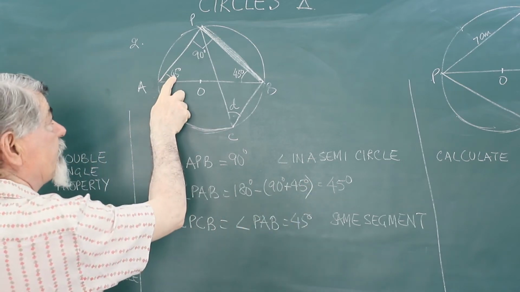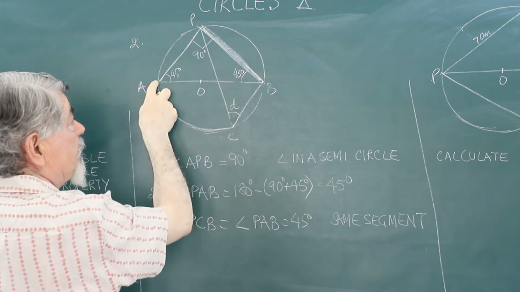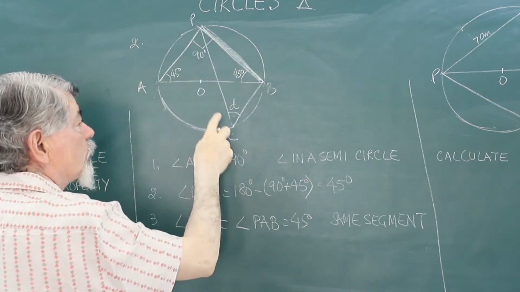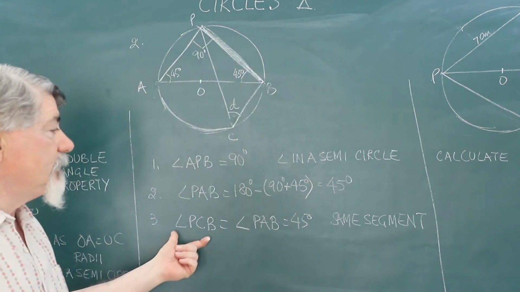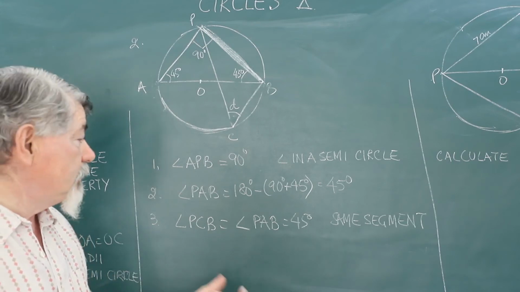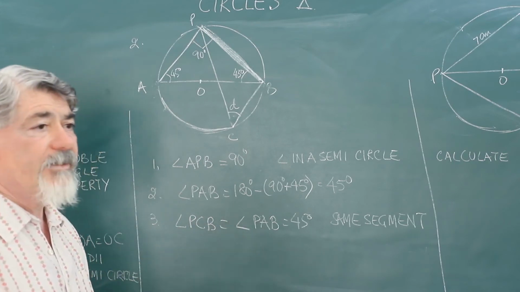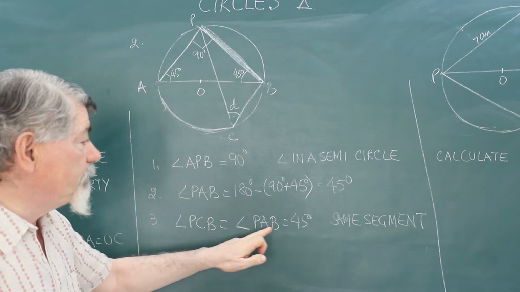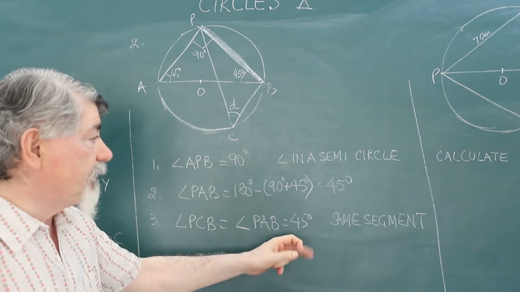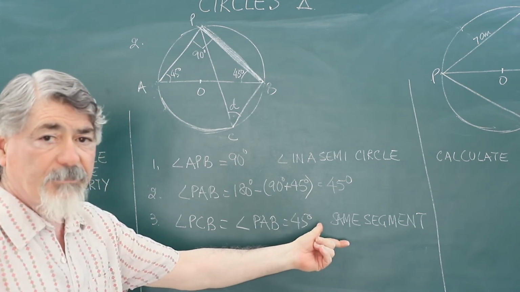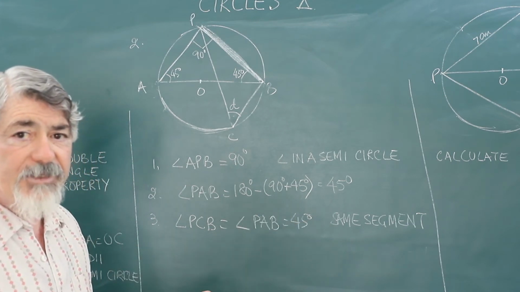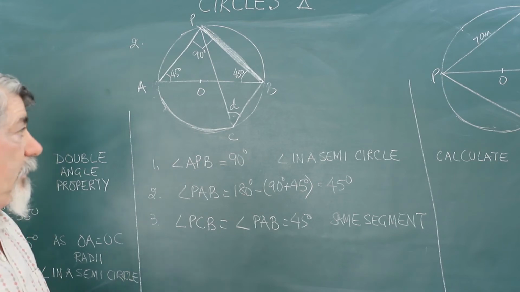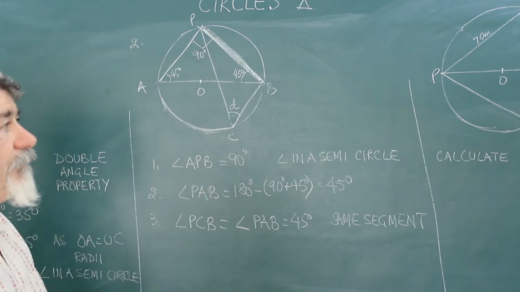Once I got this 45, I said angle PAB will be equal to angle PCD, angles in the same segment of a circle. Angles in the same segment of a circle are equal. So PCB is equal to PAB is equal to 45, same segment property. Angles in the same segment of a circle are equal. This is the second problem we have discussed.